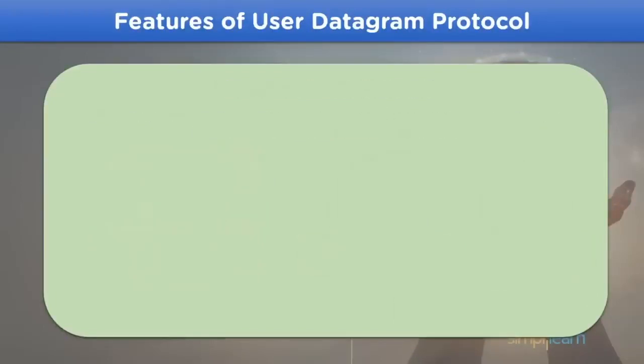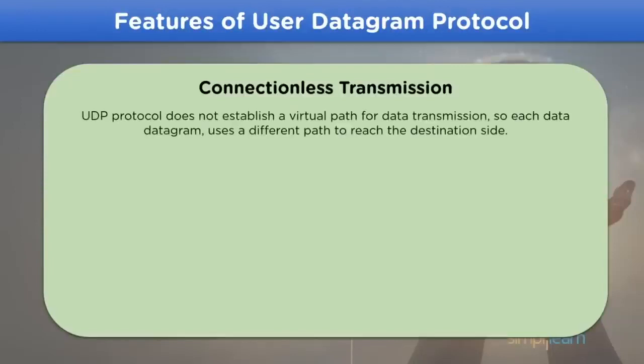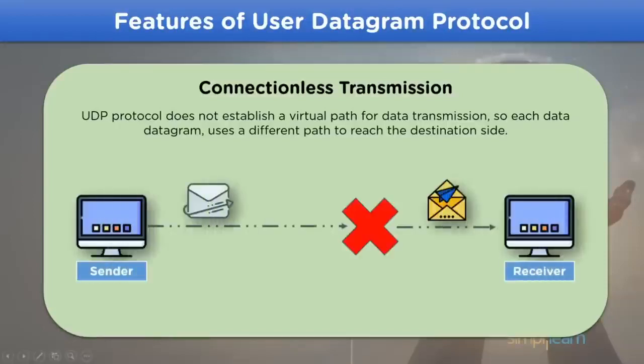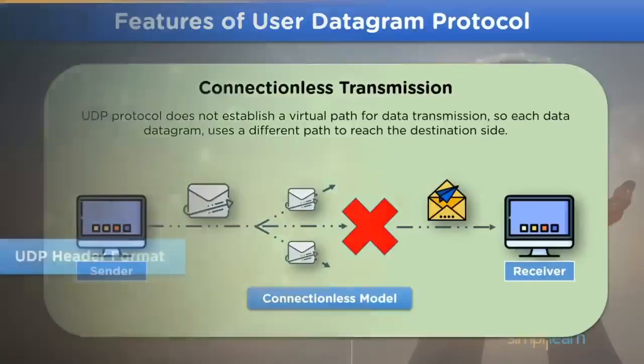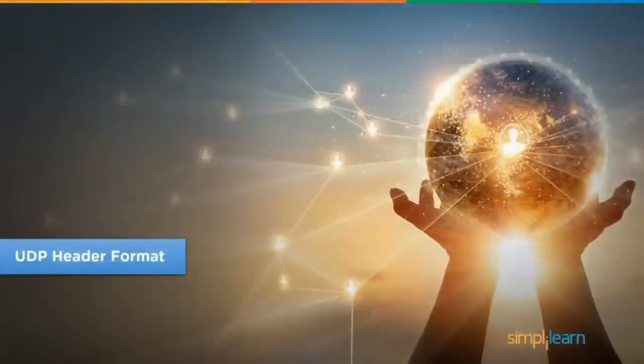Now let's move on to the second feature of User Datagram Protocol. The second feature represents the mode of delivery or connection that the UDP establishes for data transmission. The UDP protocol, as we know already, establishes a connectionless path. That means there's no actual virtual path for the data to be transmitted, so each data packet from the UDP format uses a random path available in the network channel and reaches its destination. Now let's move on to the next heading, that is UDP header format.